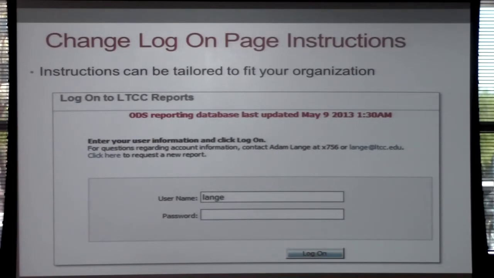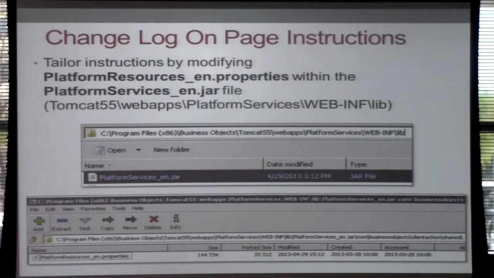OK, so how did I do this? Here's the process that I went through. This one's, again, increasingly more complicated. This one's one step more complicated, but it's still very doable. So there's a file in this directory here, Tomcat Web Apps, Platform Services, WebINF lib. Under that directory, there's a jar file, an archive file, called platform services _en.jar.